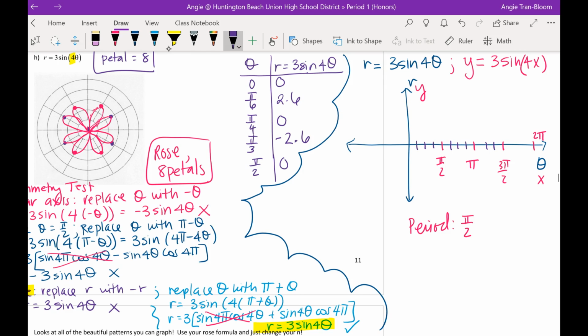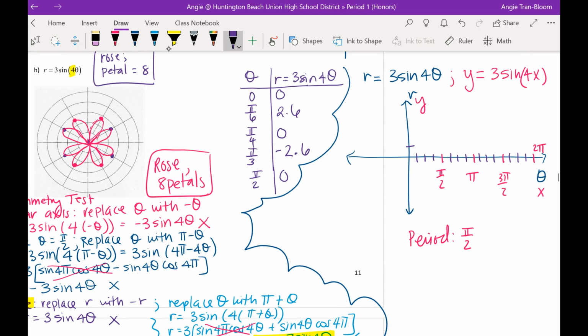So what I'm really trying to show you is this is what it looks like in the regular graph, and then how does that translate to polar? Would you agree the amplitude is 3? Yeah, okay. So 1, 2, 3, 1, 2, 3. And I could even go to negative pi over 2 on this side as well. Not important, but if you really want to see that.